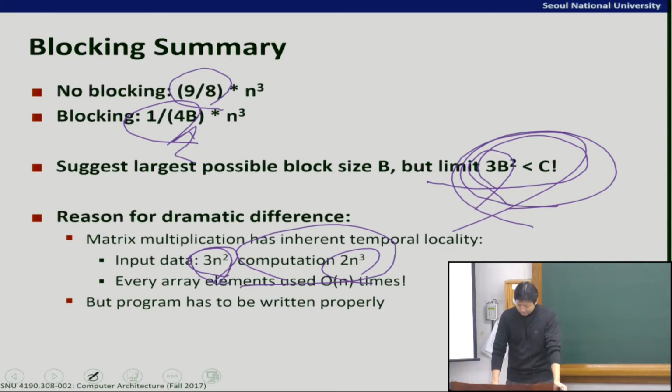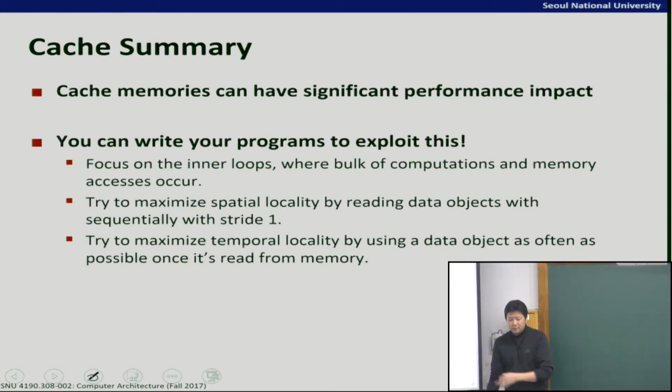Okay. So this summarizes the caching part. We talked about cache memory organization, operation, and also software optimization for caching. Any questions about this part?